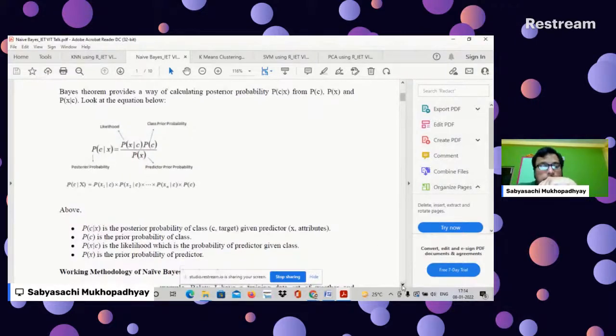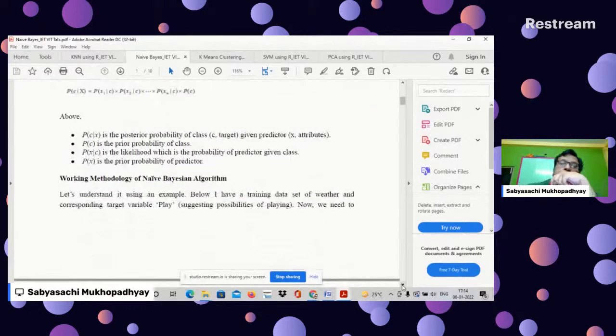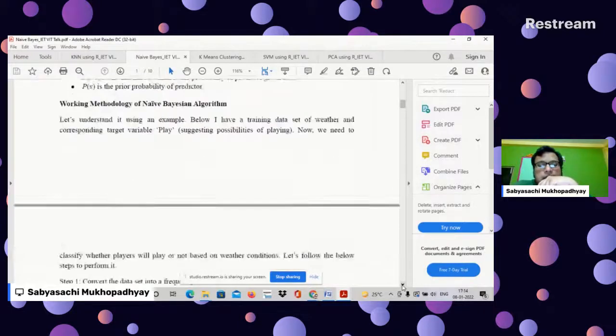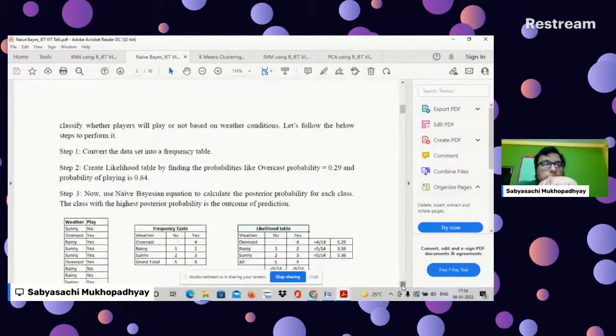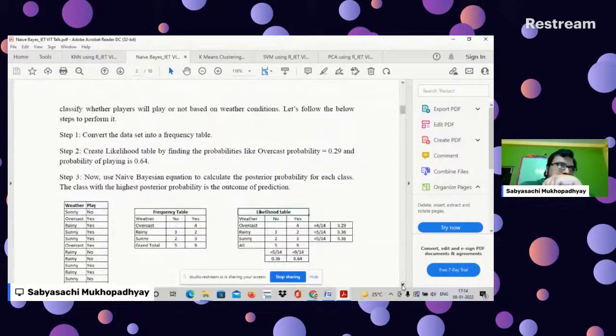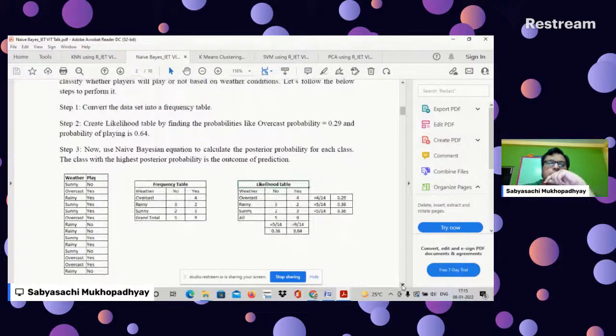Now we will see the working methodology of the naive-Bayes algorithm. A data set is given, and there is the possibility of play or non-play. Like I told you, our first target will be to explore the basics of the theory, then we will see one mathematical problem, and then we will explore it in R. So here we will first do the mathematical problem. We will check whether, depending upon the weather, there will be the possibility of play or not. So what are the steps we have to perform?